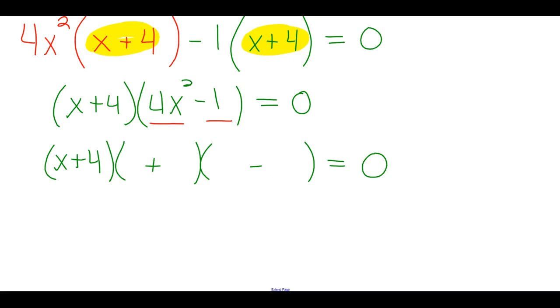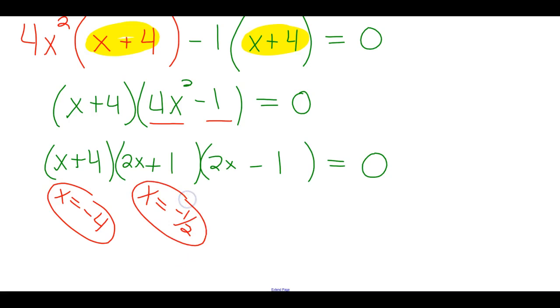And then what's my first one going to be? What times what is 4x squared? 2x and 2x. And some people forget that 1 is a perfect square, but what times what is 1? Yeah, 1 times 1. So plus 1 minus 1. So hopefully some of these things are coming back to your brain. Last step is the easy step. If I have to solve this, I'd get negative 4. Subtract 1 over, divide by 2 is negative 1/2. And then add 1 over, divide by 2 is positive 1/2. So 3 answers.